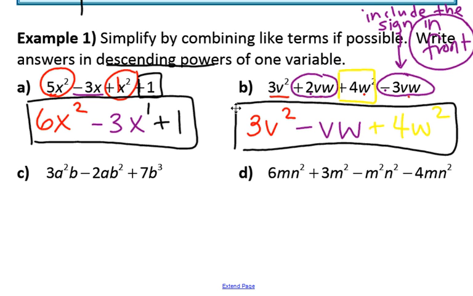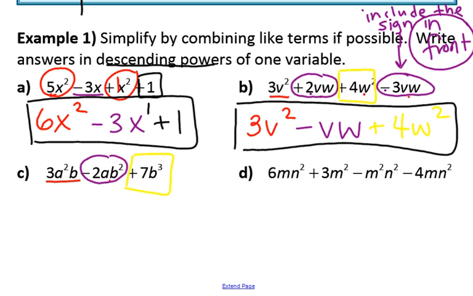All right, so part C. Looking for like terms here, the first variable is a squared and then b, so I want an a squared b. The next one is a b squared. That's actually a different variable, so those are not alike. And the last one is b cubed, which again is not a like term. So you can see I have 3 different colors. Those are 3 different variables.